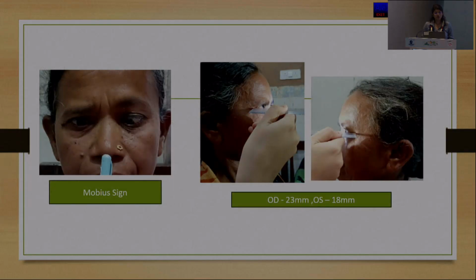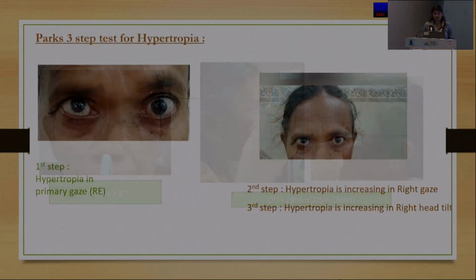The patient is unable to converge both the eyes, and on exophthalmometry, in the right eye the distance from the lateral orbital margin to the center of the corneal reflex is 23 mm and in the left eye is 18 mm.